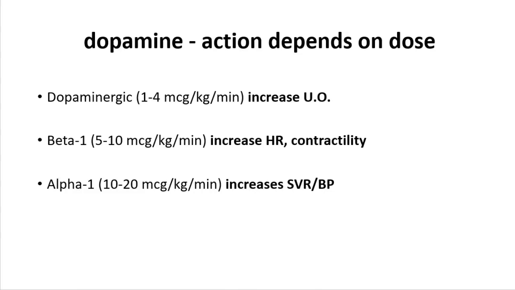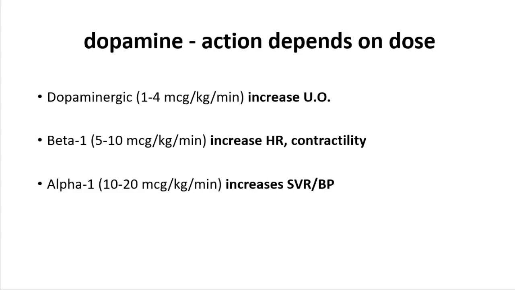So dopamine causes different actions in different dosage. So dopaminergic, so that's 1 to 4 mics per kilogram per minute, is used to increase urine output. So for those folks who are slow to pick up the urine output, maybe post-op, the doctor may order this to help them kick those nephrons into gear.